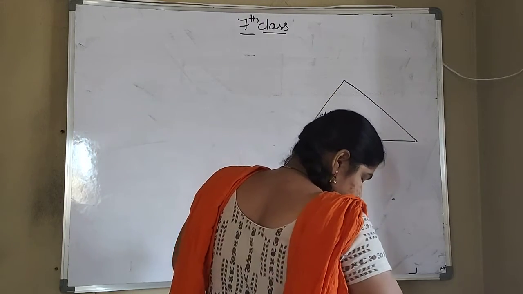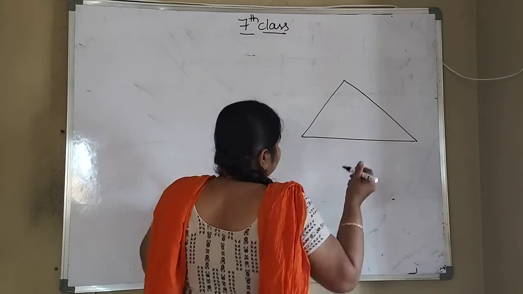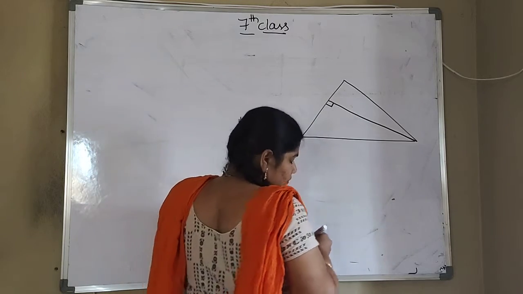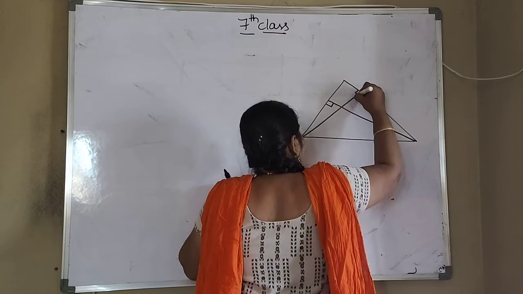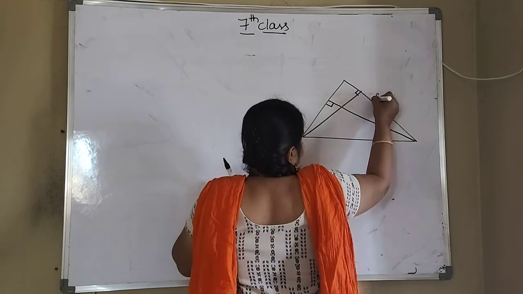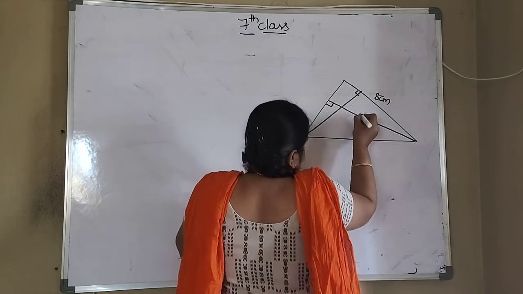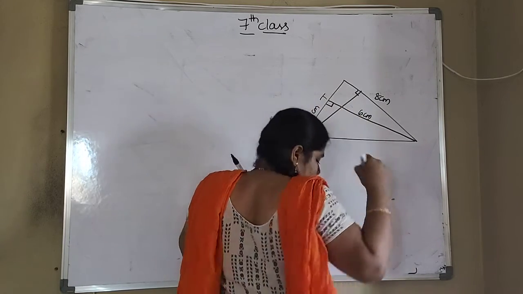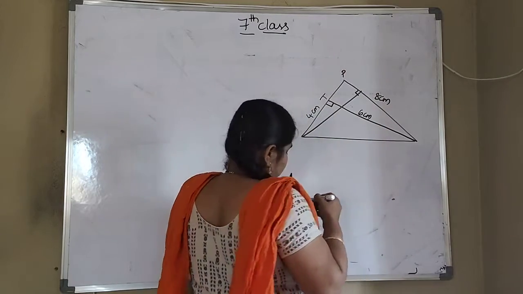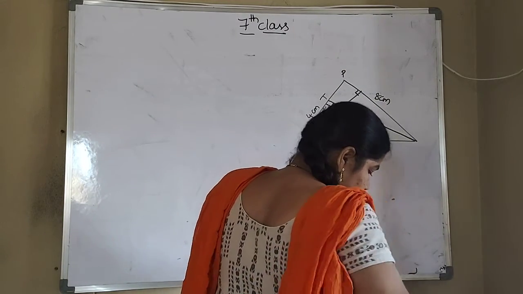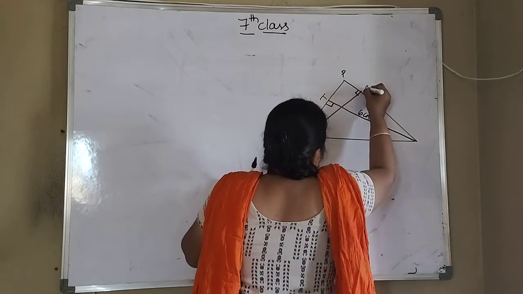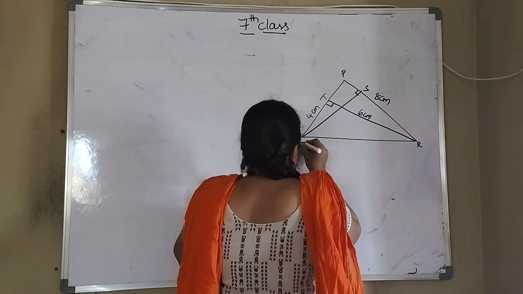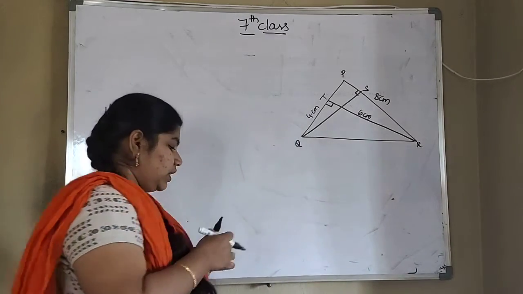Okay. A perpendicular line is formed here and here also. So this is 8 centimeters, 6 centimeters, 4 centimeters. This is T, P, S, R, Q. Okay, so this is the given figure.